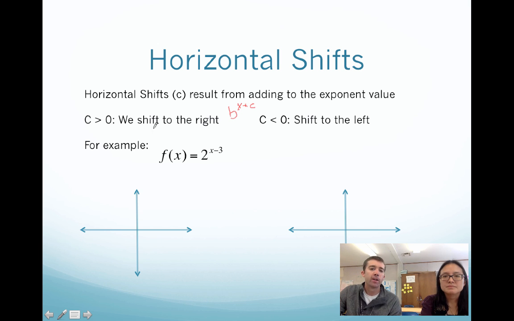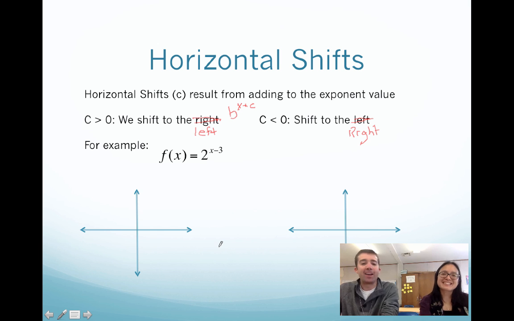Okay, so if C is greater than 0, we shift it to the... that's wrong, that should go left. Oh dear. All right, yep, that typo. That's what happens when Mr. Lewis makes this late at night. And when it's negative, it should actually go to the right. They are backwards. Hopefully he did not make that mistake on the vertical shift page as well.